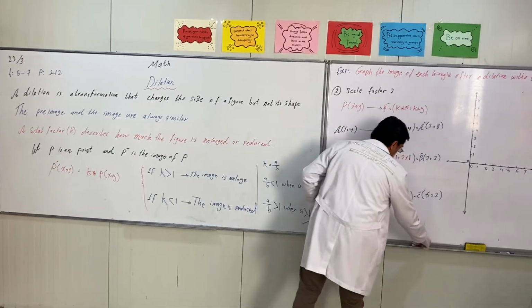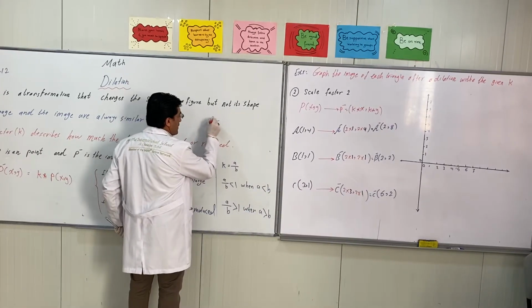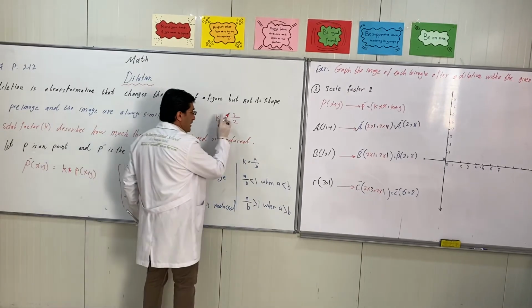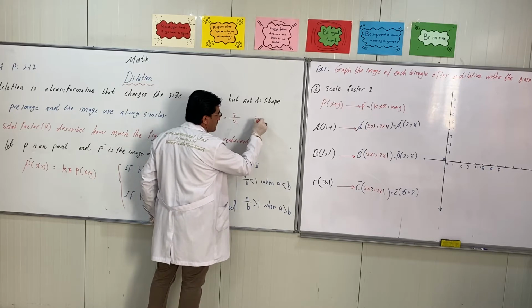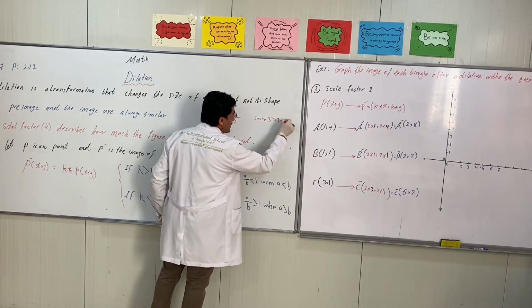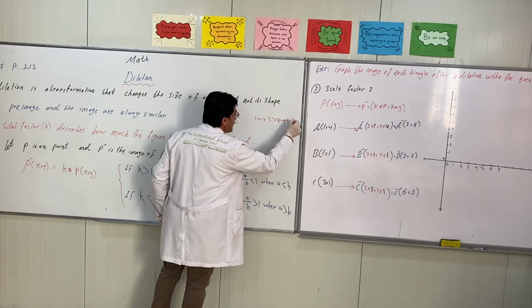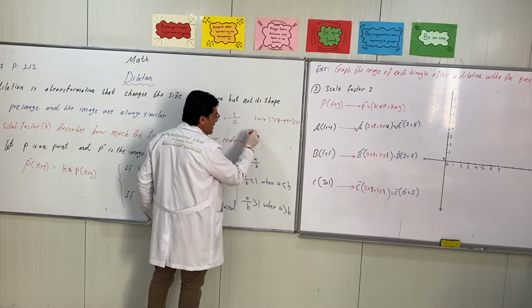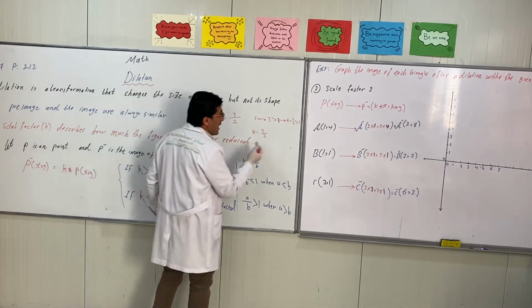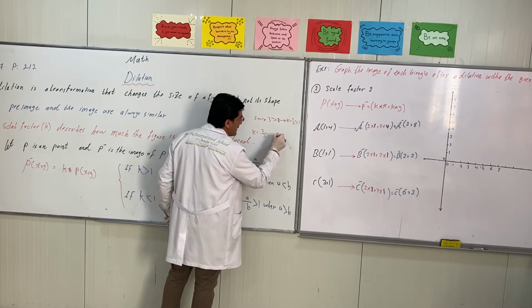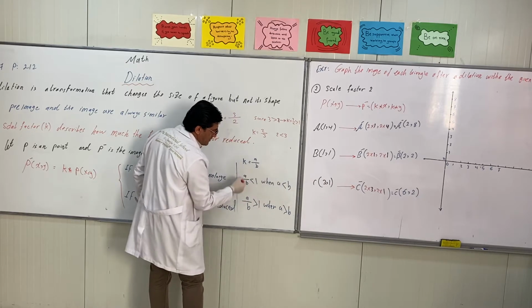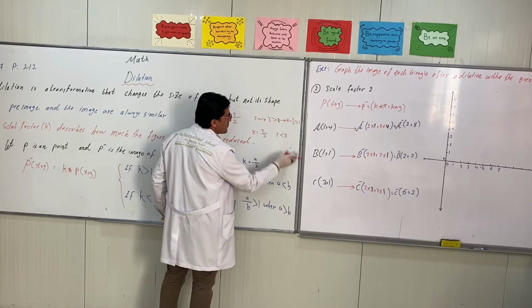For example, we have k equal to 3 over 2. Is 3 over 2 greater than 1 or less than 1? Since 3 is greater than 2, k, or 3 over 2, is greater than 1. But for example, let k equal 2 over 3. 2 over 3 is less than 1. Why less than 1? Because 2 is less than 3. If a is less than b, that means this fraction is less than 1.